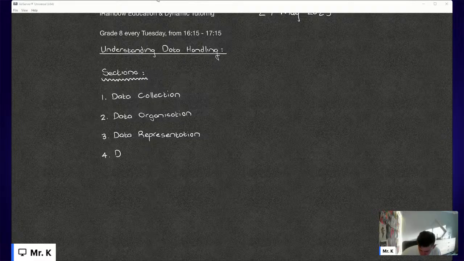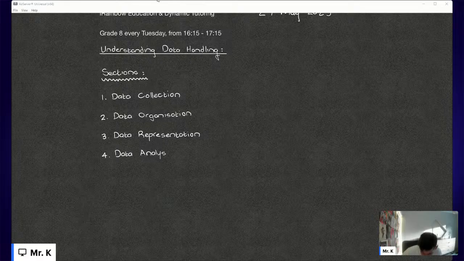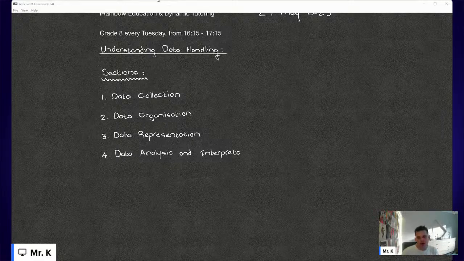The last section is going to be data analysis and interpretation. Okay, so these are the four independent sections that we need to make sure we dive into so that we can understand every part of this process, right?